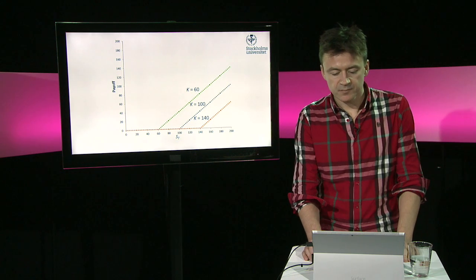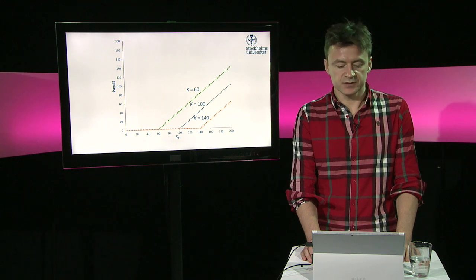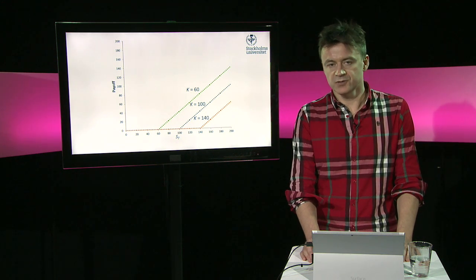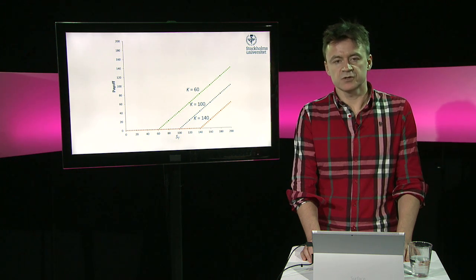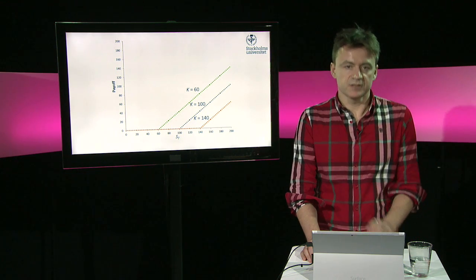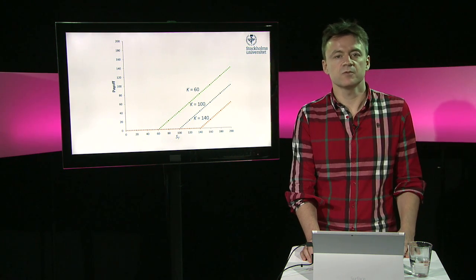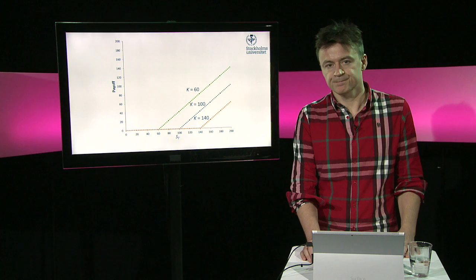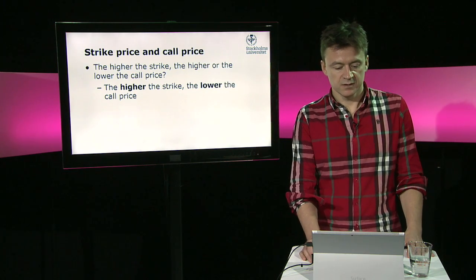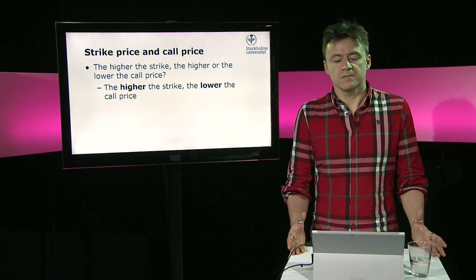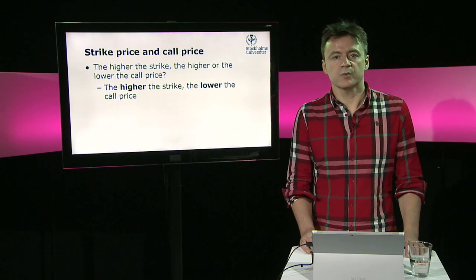So, therefore, the price of the call with a strike price equal to 60 should be greater than the price of the option with the strike price 100, and the price of the option with strike price 100 should be greater than the price of the option with a strike price 140. The answer to the previous question is now clear. The higher the strike, the lower the call price should be.